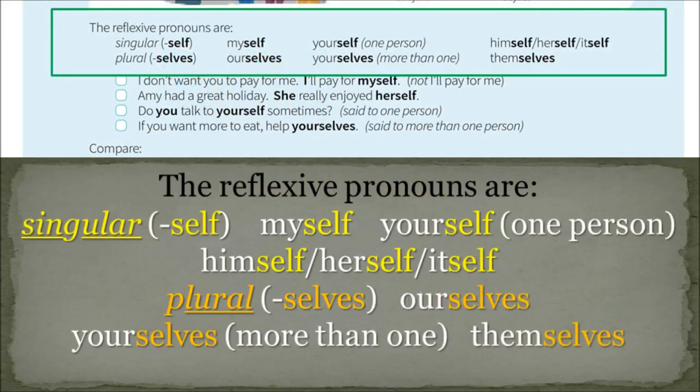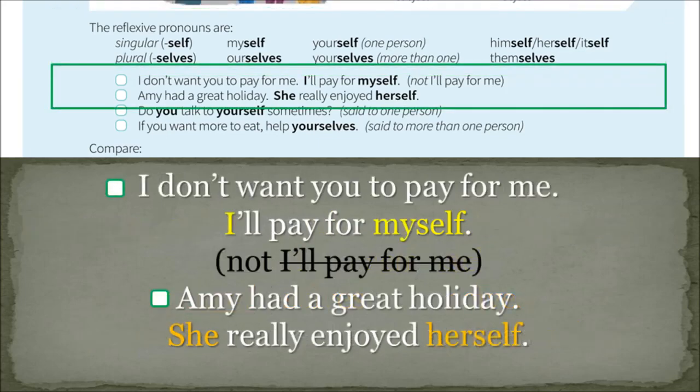The reflexive pronouns are singular: myself, yourself (one person), himself, herself, itself. Plural: ourselves, yourselves (more than one), themselves. I don't want you to pay for me. I'll pay for myself. Amy had a great holiday. She really enjoyed herself.